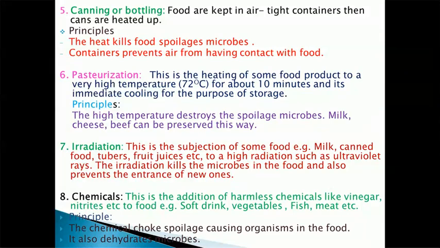Number seven, irradiation. This is the subjection of some food to a high radiation such as ultraviolet ray. Now the radiation will kill the microorganisms in the food and also prevent the entrance of new ones.